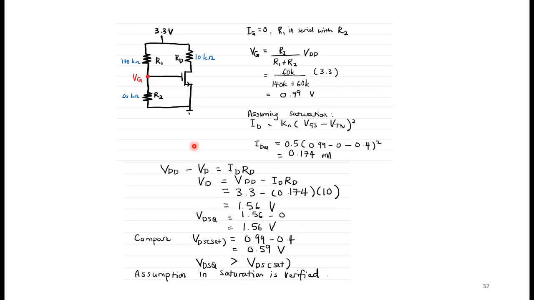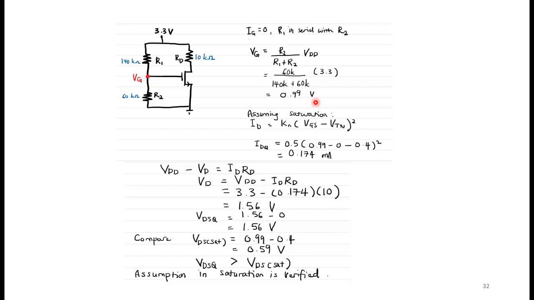Right, so now this is the DC equivalent circuit. We redraw the DC equivalent circuit. I still have the 140k, 60k, and 10k. I know that the gate terminal does not take in any current, so R1 is in series with R2 across VDD, and therefore I can do the voltage divider rule to find VG, which is the voltage between the gate terminal and ground, taken from VDD 3.3 volts. Between 60k and 140k, I get VG equals 0.99 volts.